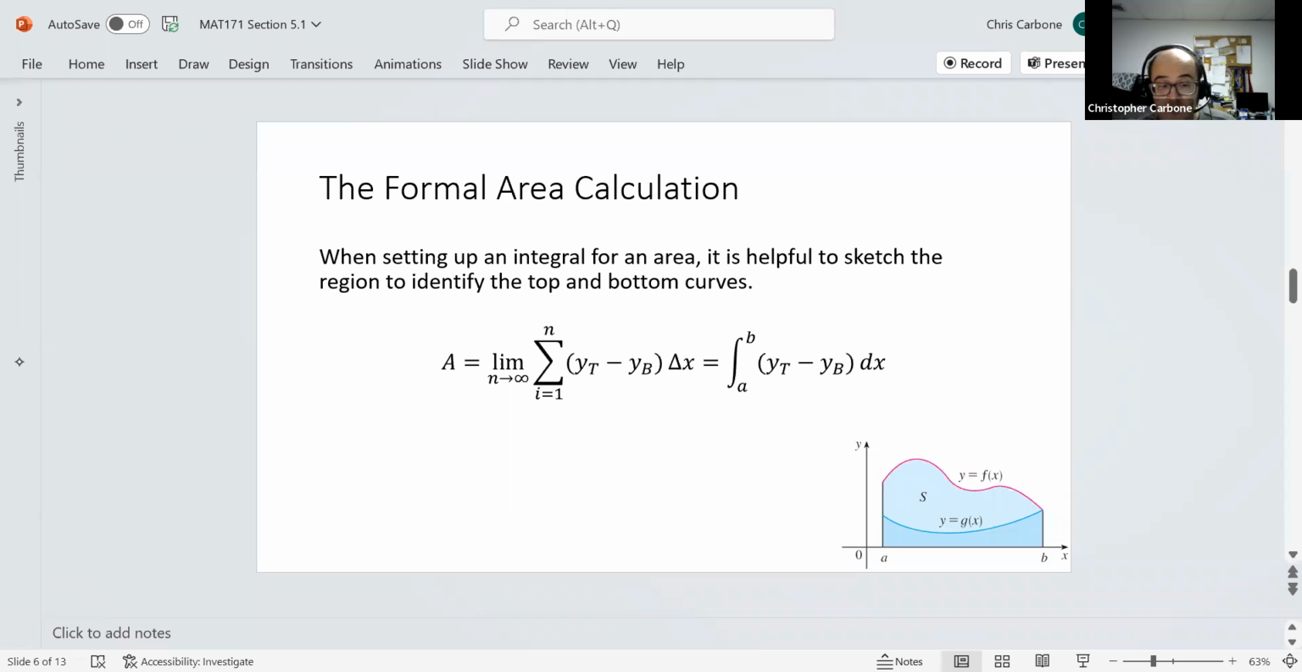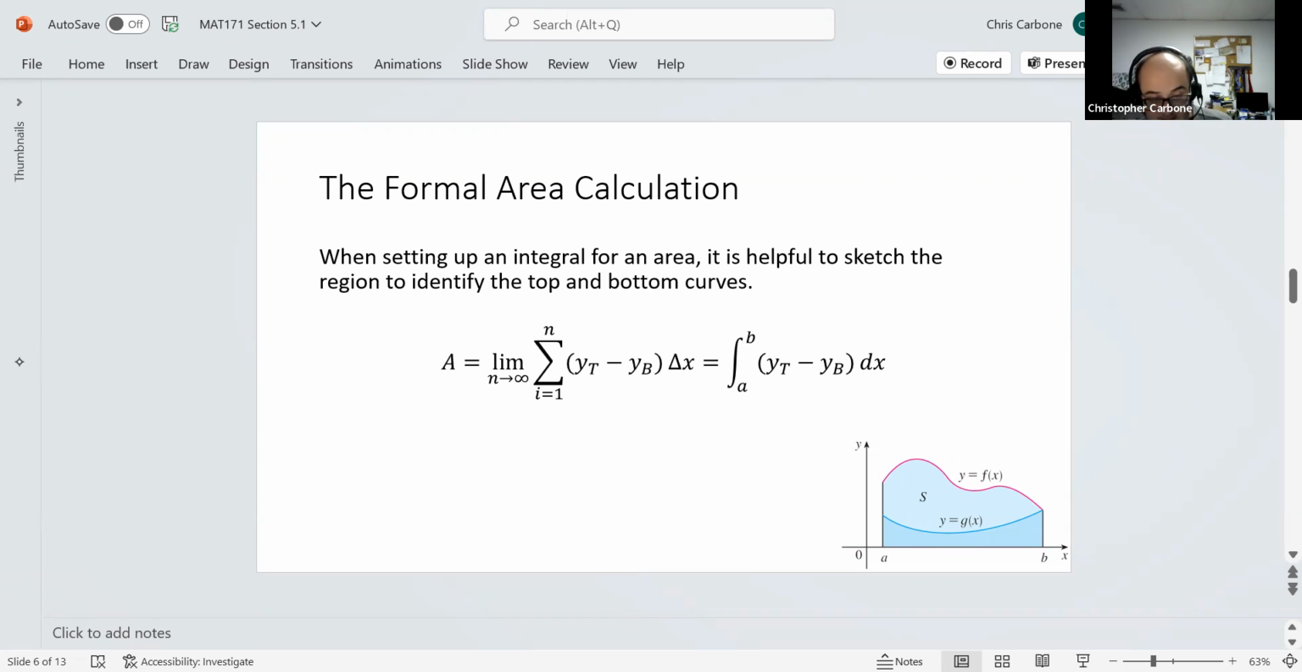So for the formal area calculation, when we set up an integral for an area, it is often helpful to sketch the region to identify the top and bottom curves, which is what we're showing in the picture down here in the lower right-hand corner. So the pink curve is y is equal to f of x, and the blue curve is y is equal to g of x. So f of x is above g of x.